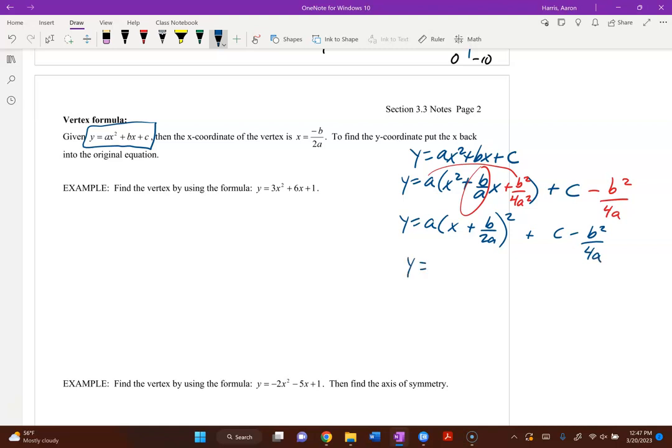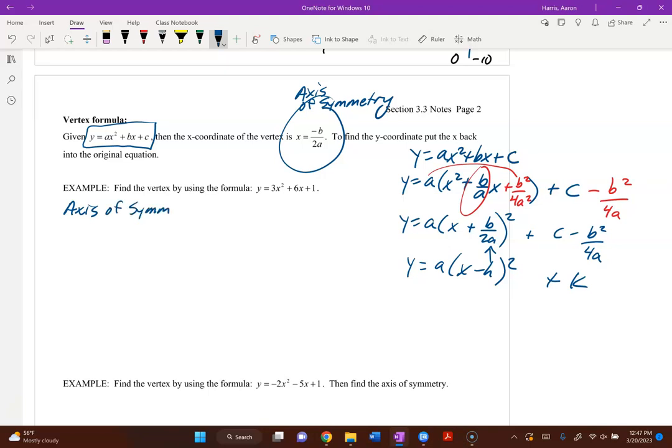Now let me write the vertex form below it. See how h is negative b over 2a? So that's the equation for the axis of symmetry, which is where the input is for the vertex. When you're in this form, ax squared plus bx plus c, the axis of symmetry is negative b over 2a. Go ahead and memorize that if you have not seen that before.